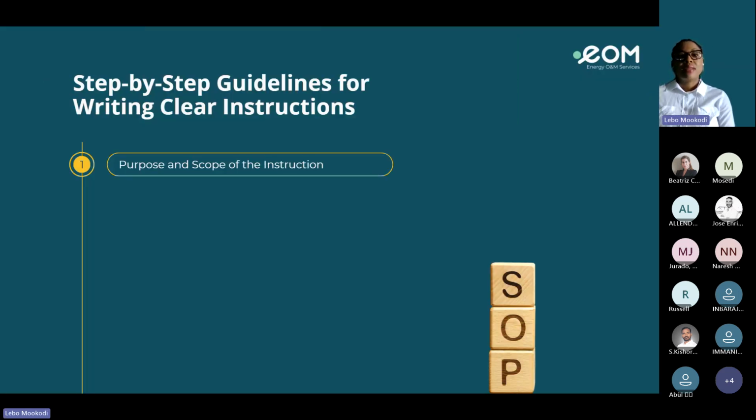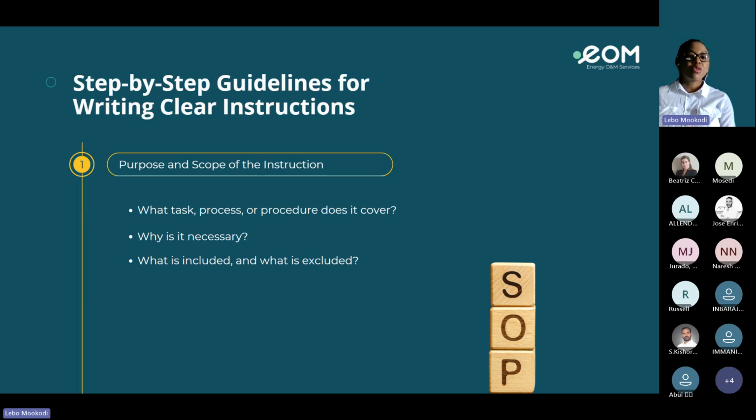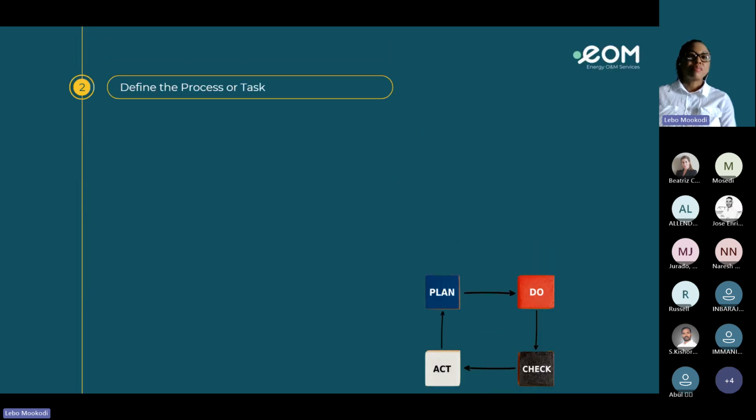Now we are going to look at the step-by-step guideline for writing a clear instruction. Number one, which is the most important one, the purpose and the scope of the instruction. The purpose clearly defines the reason for creating an operational instruction, what task, process, or procedure it covers, and why it is necessary. The scope determines the boundaries of the instruction, like what is included, which helps to prevent the operating instruction from becoming too broad.